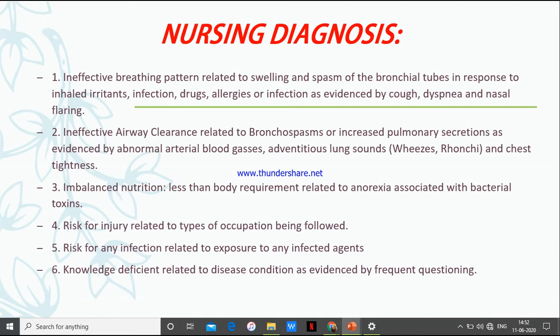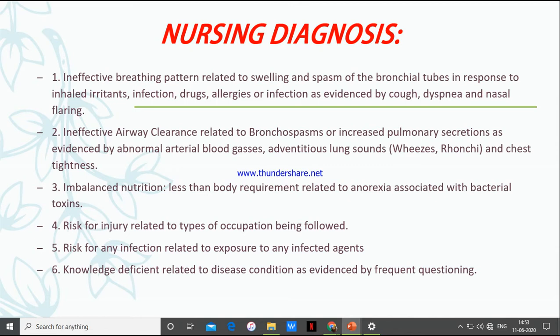And second nursing diagnosis is ineffective airway clearance related to bronchospasm or increased pulmonary secretions as evidenced by abnormal ABG levels, arterial blood gases levels, adventitious lung sounds like wheezing or rhonchi, and there can be chest tightness or chest congestion. So some patients also will have bronchospasm, where there's too much of secretions, and because of the secretions, there can be constrictions in the bronchioles.